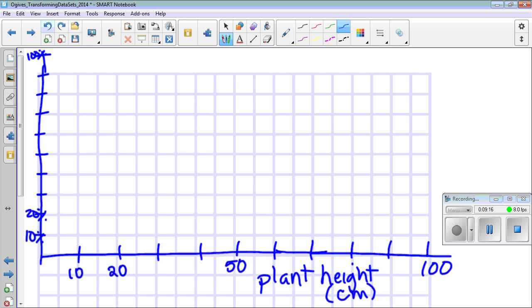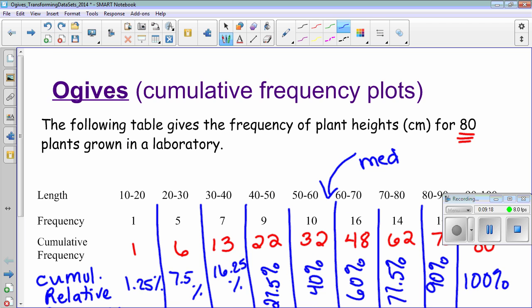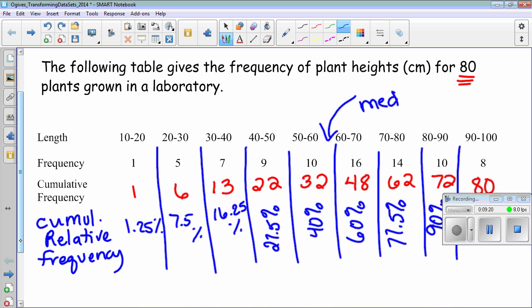Okay? So I'm going to start by plotting the first point, which is 1.25. Where do I include it? Between 10 and 20, right? So where should we plot the point? At 10, at 20, or in the middle of them? Middle. Okay, we're going to plot it in the middle.